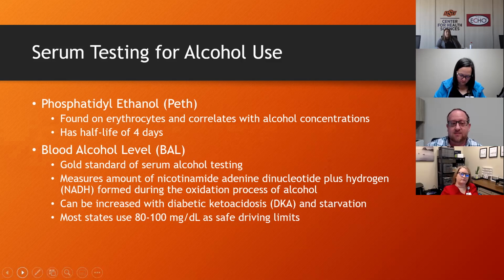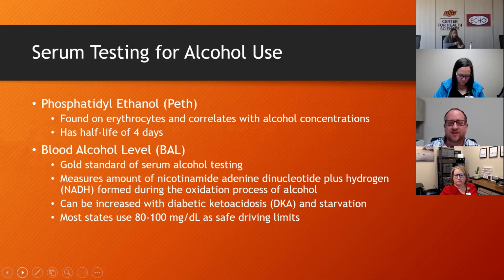And it measures the amount of nicotinamide adenine dinucleotide plus hydrogen, or NADH, that's formed during the oxidation process of alcohol. There are some things that can falsely elevate BAL levels, including starvation, any kind of ketoacidosis that occurs in the body, either through diabetes or starvation. And it's the main thing used to set standards.